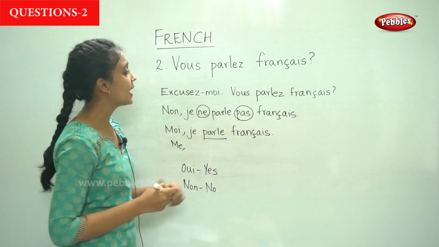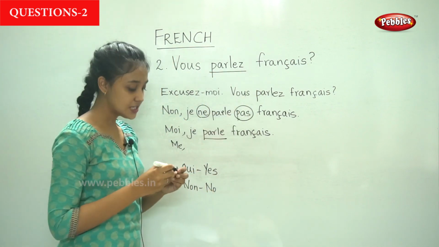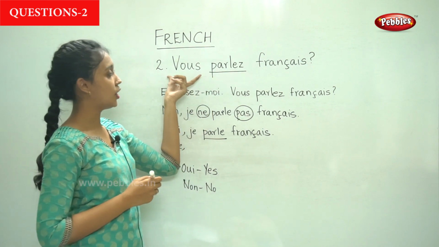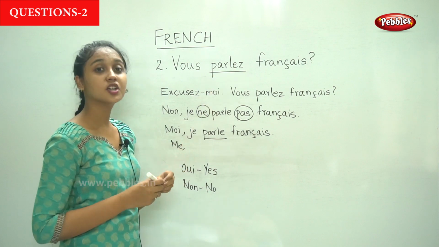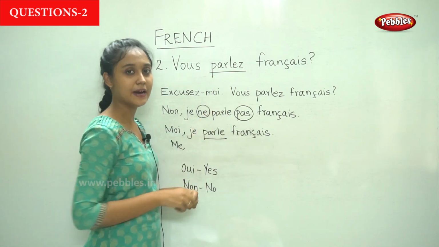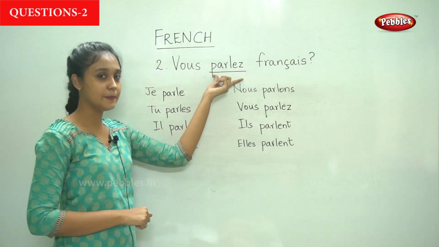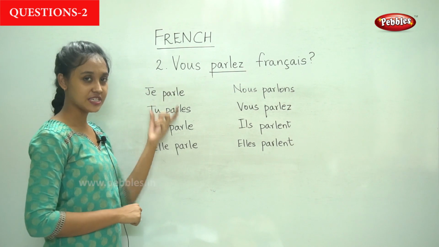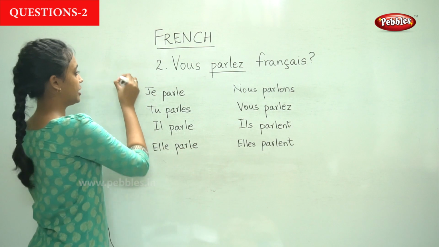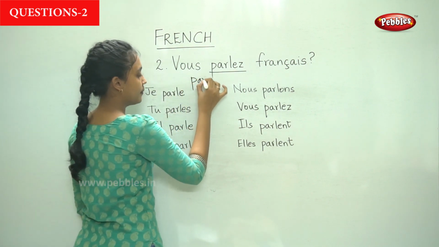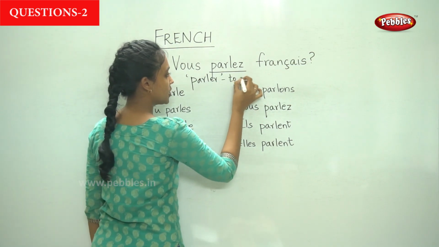So now if you look at this question, we have the verb parler. This verb will change depending upon the subject of the sentence. For that, let us recall the conjugation of this verb parler. We have already learned the conjugation in the basic French. This is just a recap. The infinitive of this verb is parler. It means to speak.